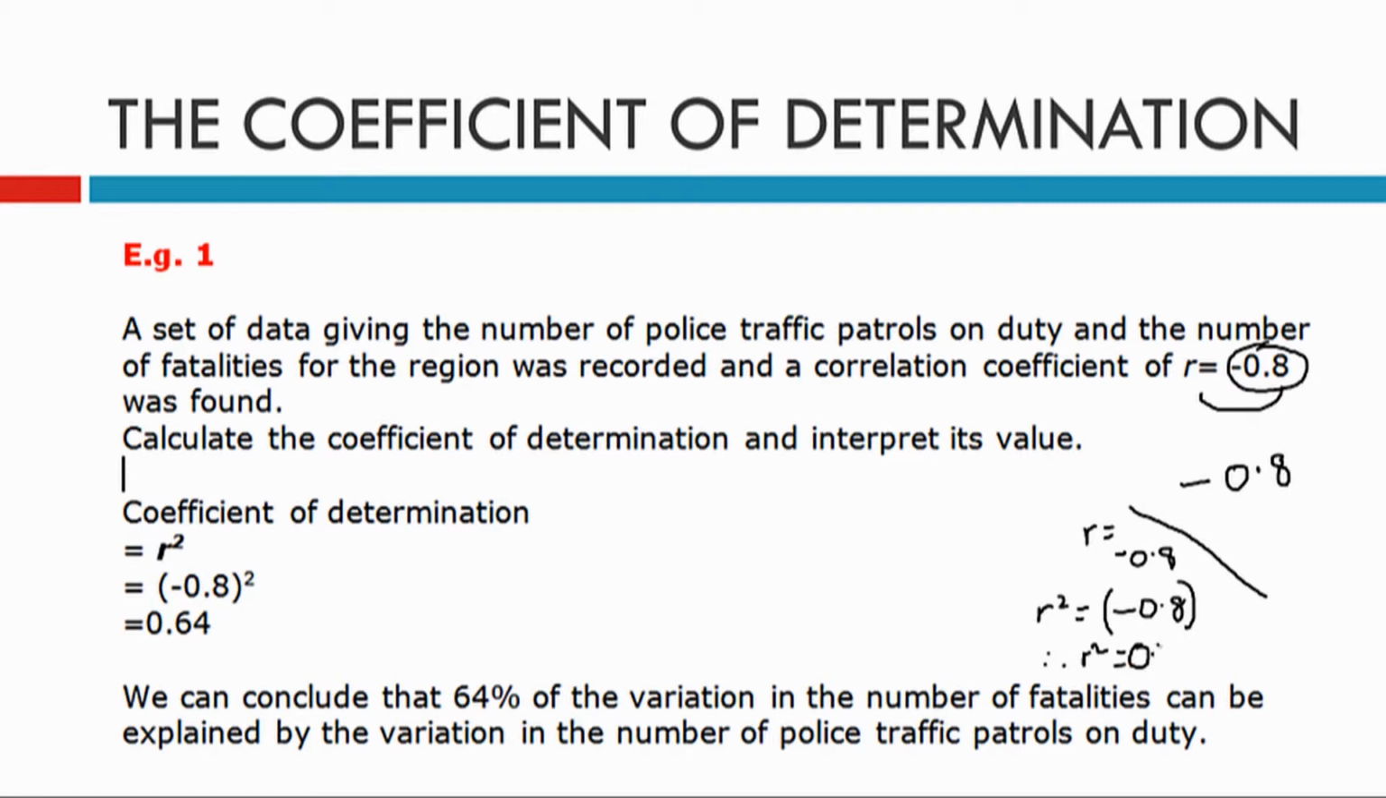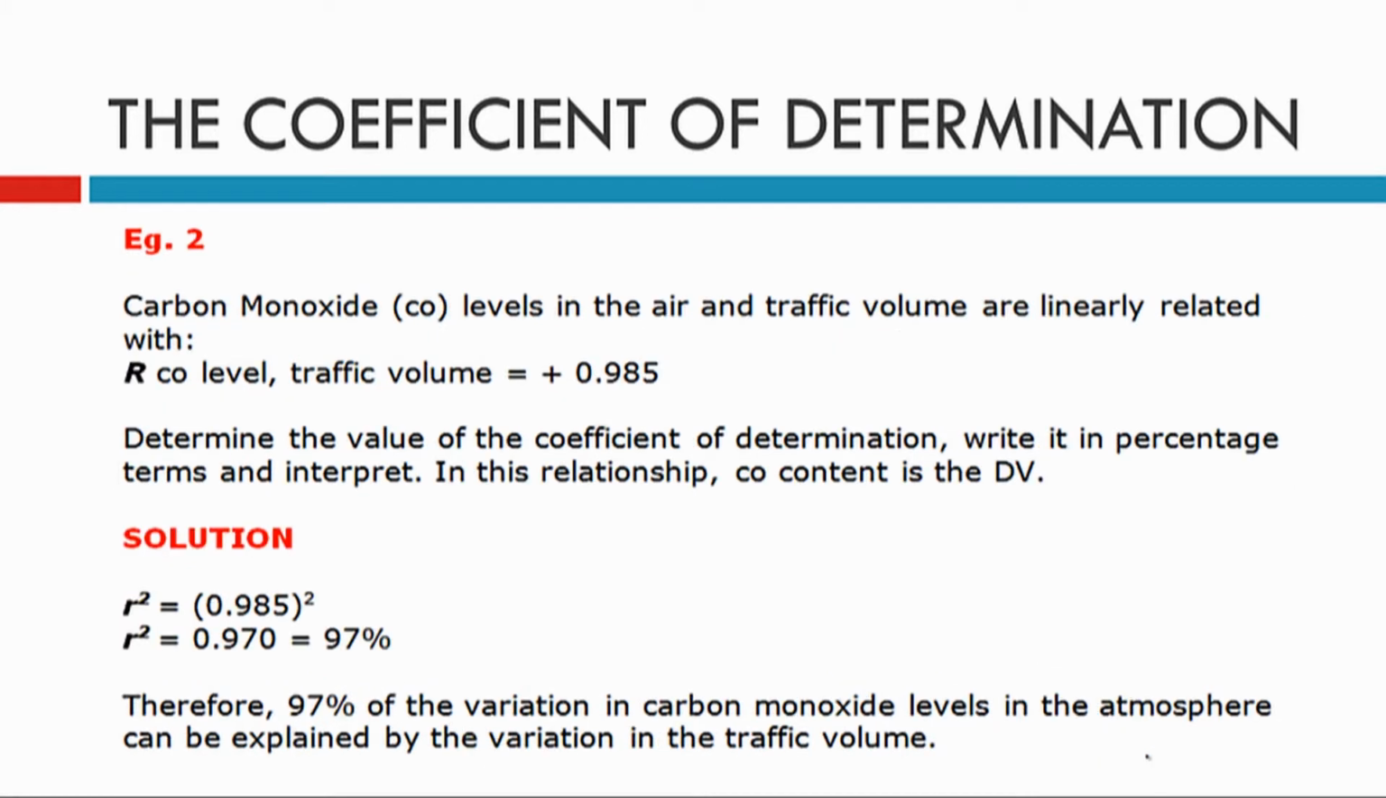Then we can convert it. We can write our little conclusion there. We can conclude that 64%, because 0.64 times 100, to turn it into a percentage, gives us 64% of the variation in the number of fatalities can be explained by the variation in the number of police traffic patrols on duty.